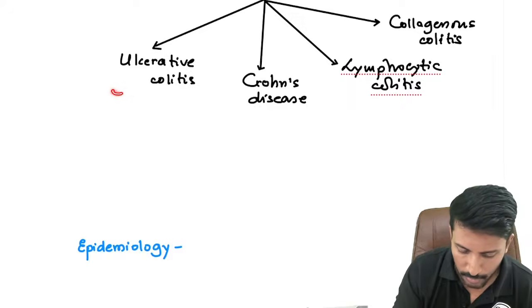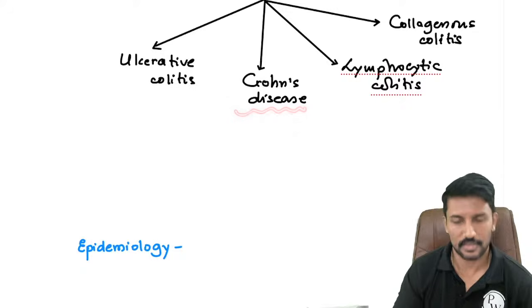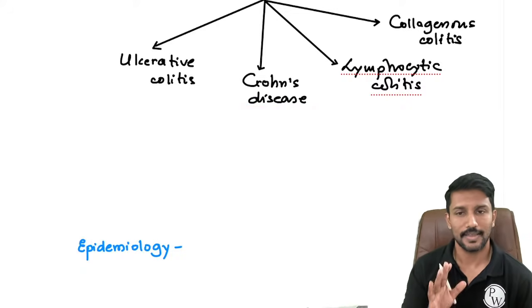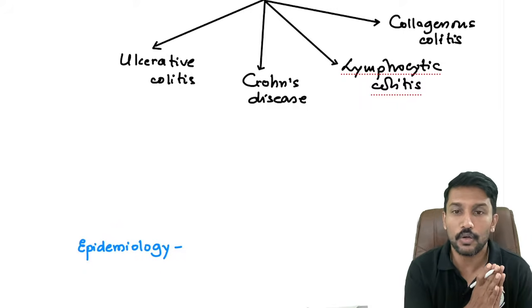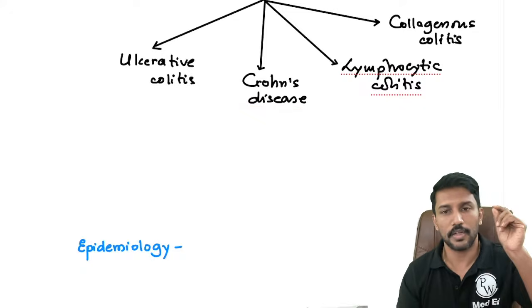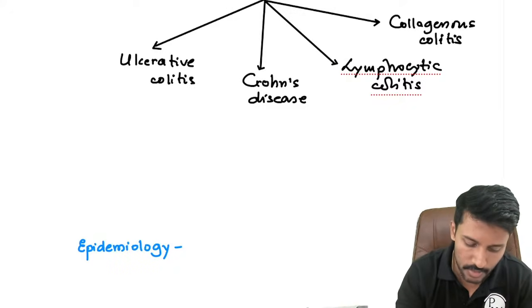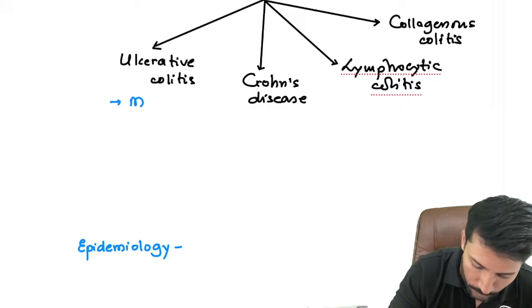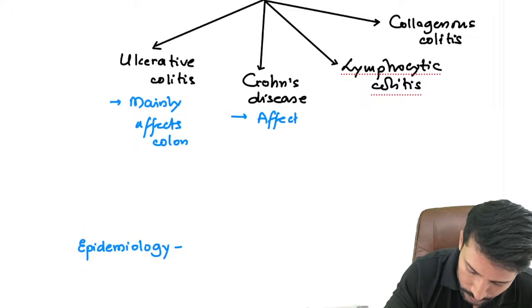Okay. Coming back to the topic, why ulcerative colitis is called colitis and why Crohn's disease is called Crohn's disease. I can also call it Crohn's colitis, right? There's a reason. What is the reason? Ulcerative colitis, the inflammation is restricted to the colon. Crohn's disease can affect anywhere from mouth to the anus. It can affect any part of the GIT, right? So ulcerative colitis mainly affects colon. And Crohn's disease affects any part of GIT. It affects any part of gastrointestinal tract.